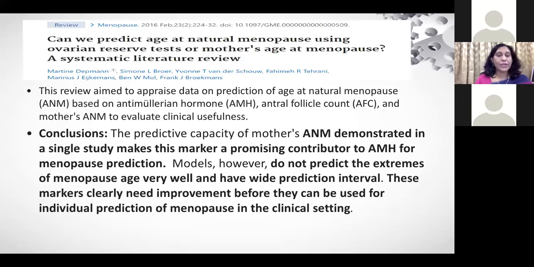When we looked into the complete model, they did not find that the extremes of menopause age prediction is good. And they had a very wide prediction interval. So these markers clearly need improvement before they can be used for individual prediction of menopause in the clinical setting.